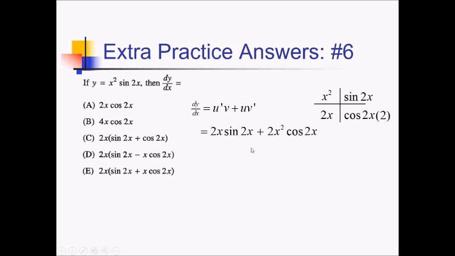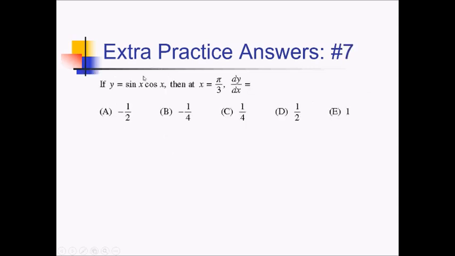Now this does not match any of the answer choices, but if you look at some of the answer choices, it looks like 2x got factored out in some of them. So let's factor a 2x out here. If I take a 2x out of this expression, that leaves me with sine of 2x for that first term, and this other term is just going to be x cosine of 2x. And that is going to match answer choice E. You got to be careful here. This is a plus instead of a minus, so answer choice E.